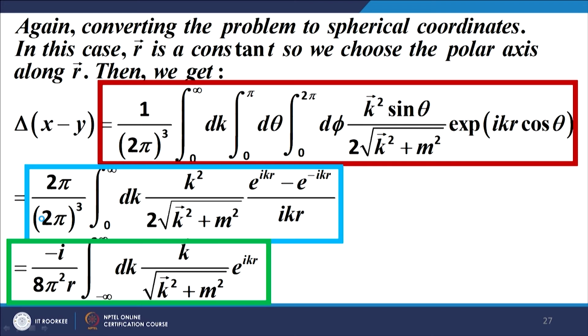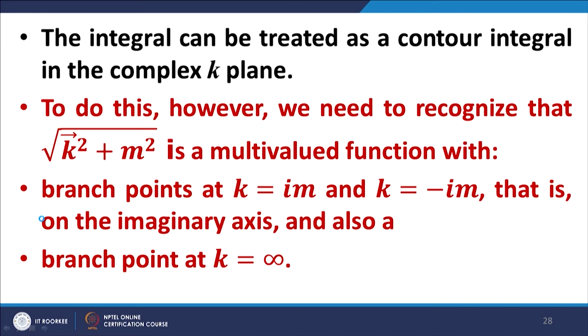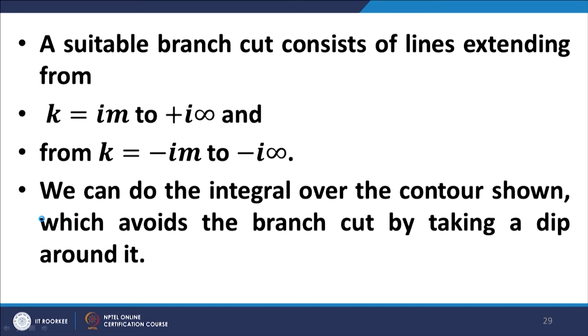To move from the blue box to the green box, we simply do a transformation k equal to minus k, and the limits go from 0 to infinity to minus infinity to infinity, and we can capture both the exponential terms in one expression. Now, we again treat this as a contour integration. Therefore, when we do the integration, we have to be very careful about this. We introduce branch cuts and we do the integral over the contour as shown, which shows how we avoid the branch cut. We show it in the next figure.